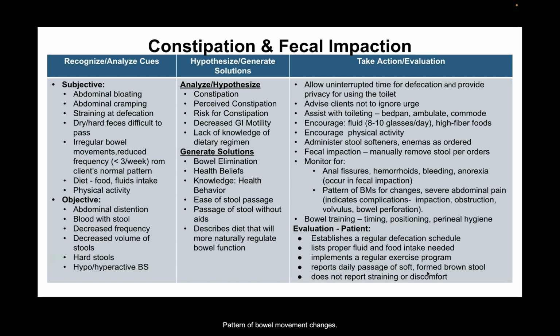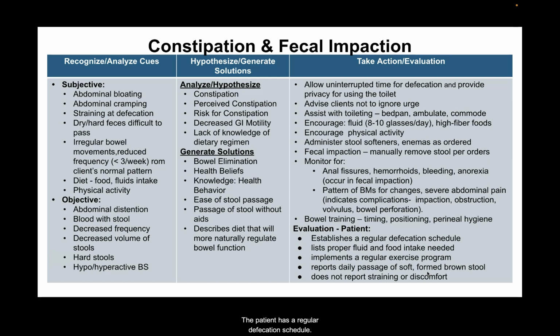Pattern of bowel movement changes. We need to always also help them with bowel training, right? Say, for example, okay, let's try every 4 hours. We're going to put you on the bedside commode or the toilet at a certain timing, the positioning, perineal hygiene. All those are important. And how do we know that our interventions worked?